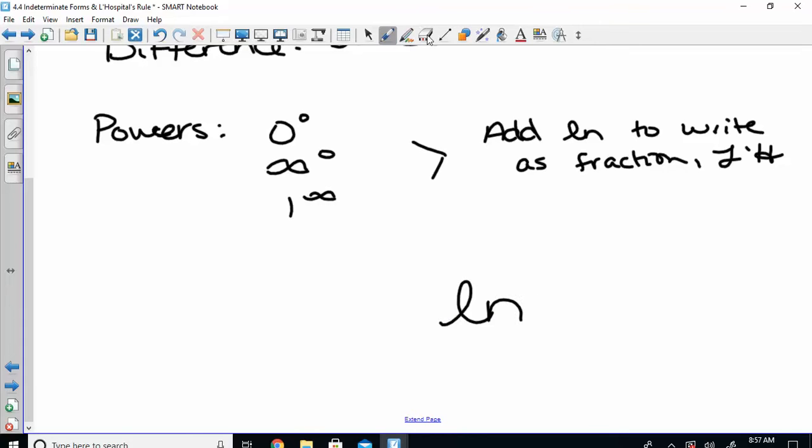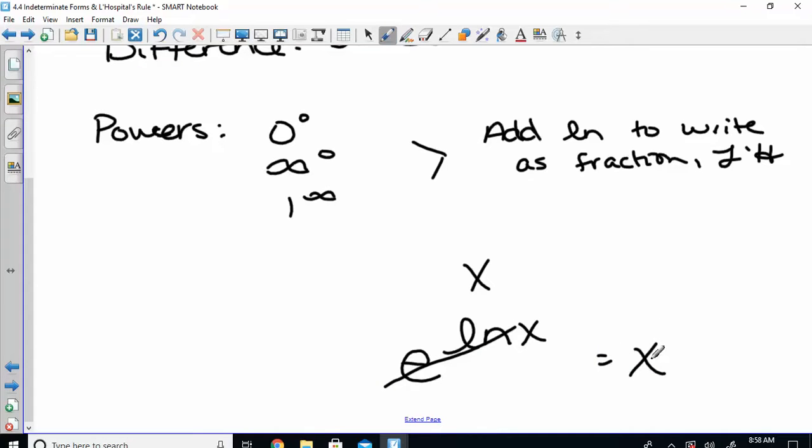So if you add a natural log, let's just do basic. If I start with an x, if I add a natural log to that, what do I need to put to cancel my natural log? What's the opposite of a natural log? The inverse. It's e. So if I did e to the natural log of x, the e and the natural log cancel and it just equals x.